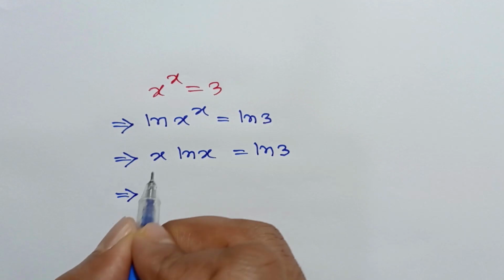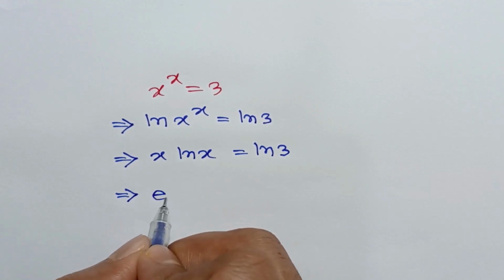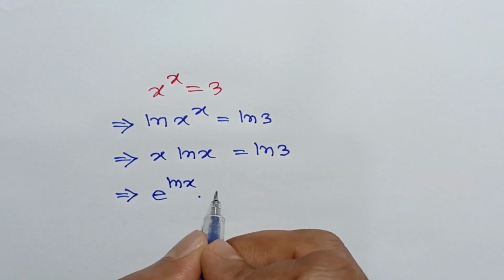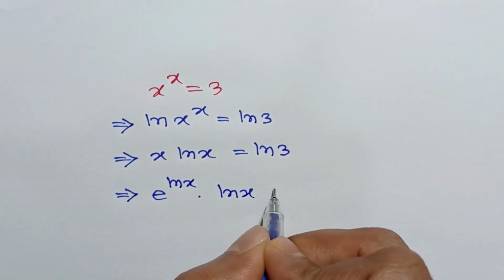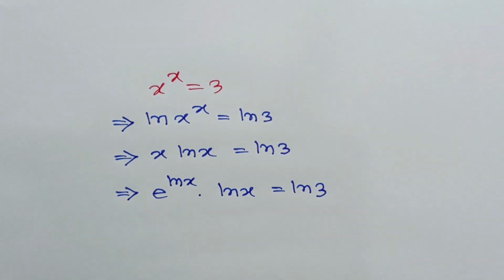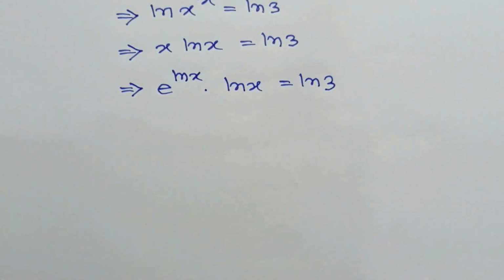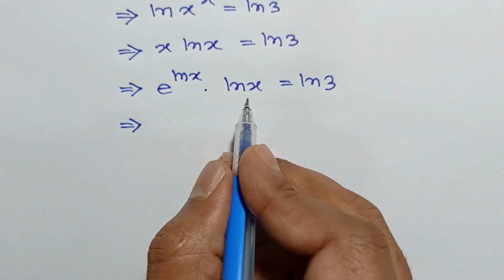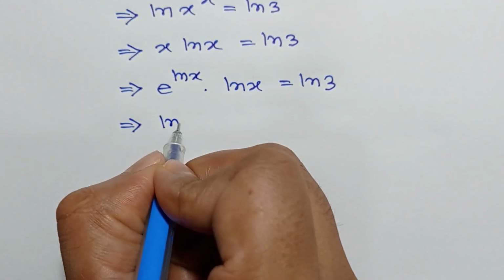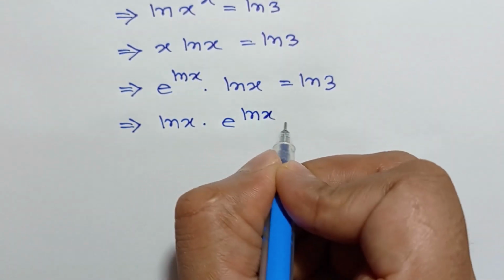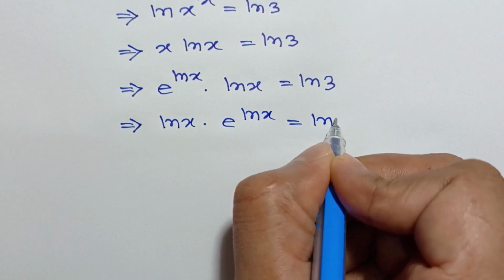Or x can be written as e to the power ln of x, times this ln of x is equal to ln of 3. Rearranging it, we can write ln of x times e to the power ln of x is equal to ln of 3.